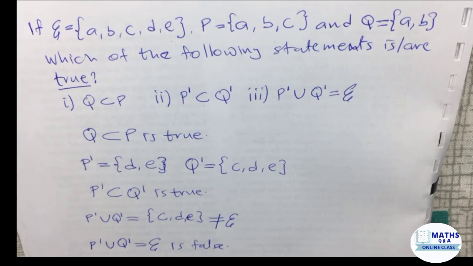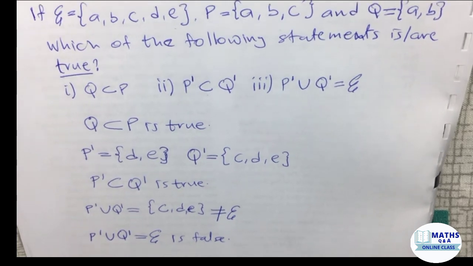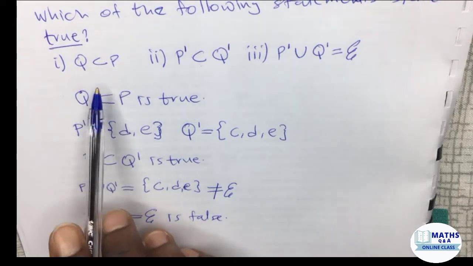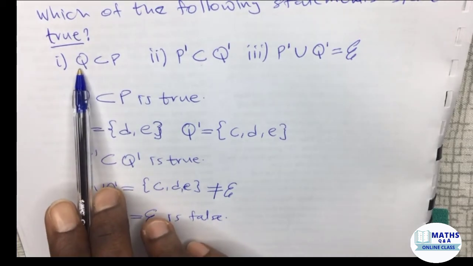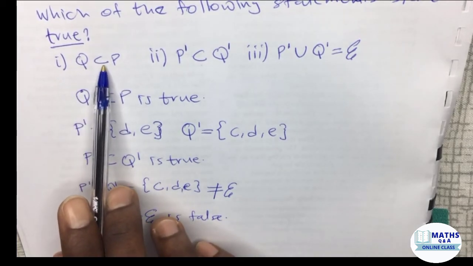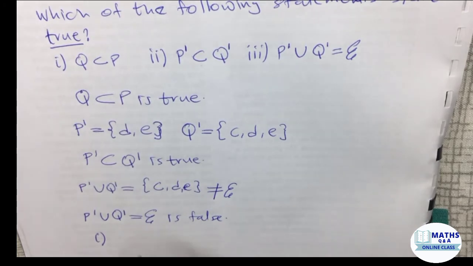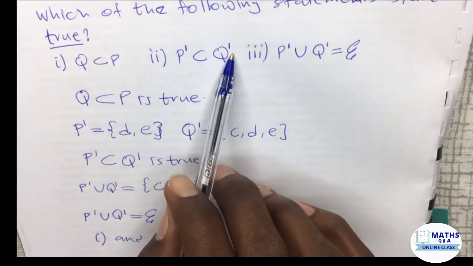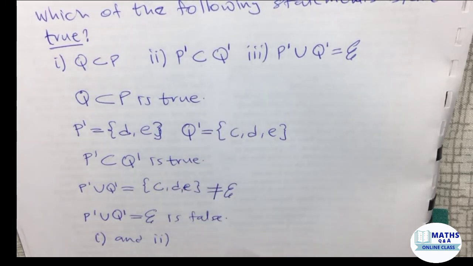So for our solution, we say that I, which is Q being a subset of P, and II, that is P prime being a subset of Q prime, are the statements which are true.